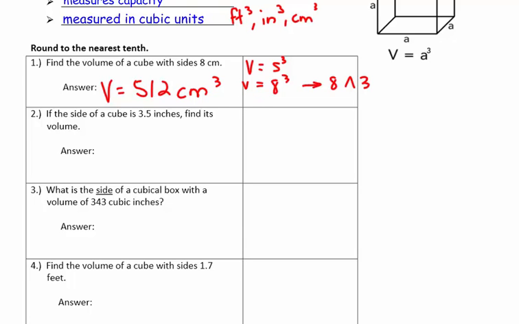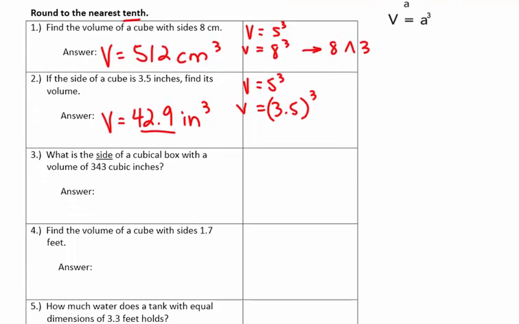Number 2, if the side of a cube is 3.5 inches, find its volume. Again, same formula, 1 side cubed. I plug in the one side, that's 3.5, and I cube that. So using the caret key, I get the volume is equal to 42.9 inches cubed. And this is the answer rounded to the tenths place, like the directions say up top.